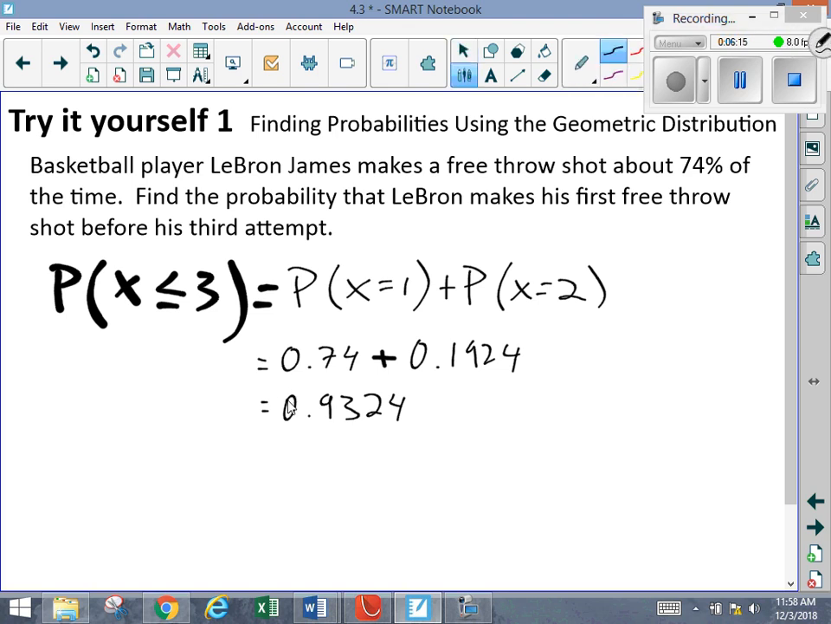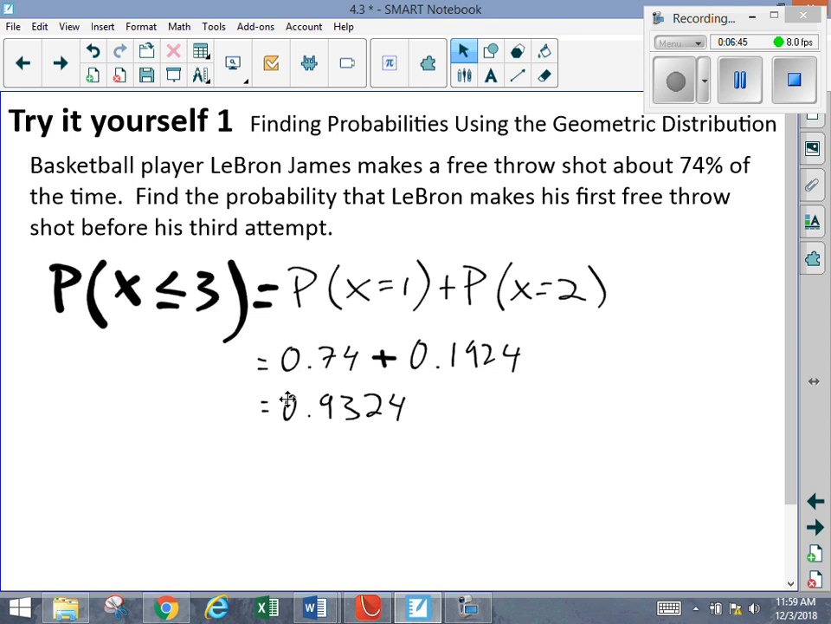Now there's another way to calculate this, okay? But I wanted to show you how to do the individual ones first, right? So if the question was just asking, hey, what's the probability that he's at the free throw line and he doesn't hit a shot until the fourth shot? You would go through what we did, right, and make x equal 4. That probability is probably super, super low.